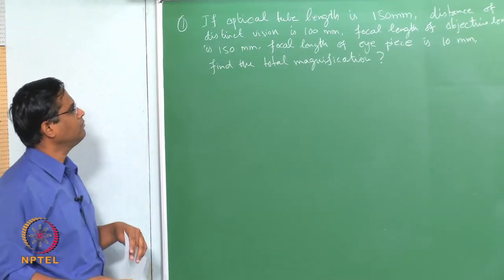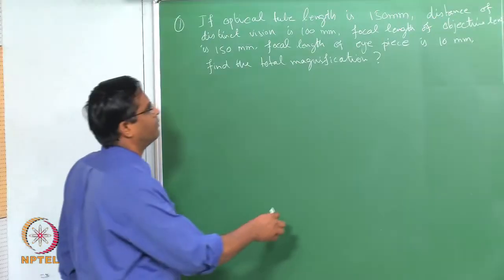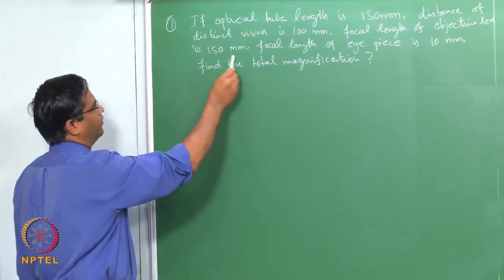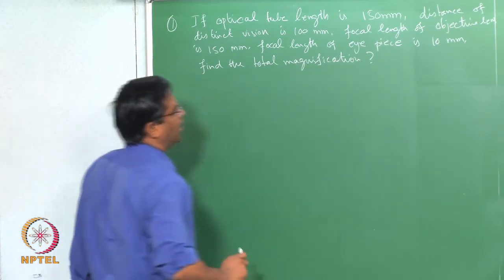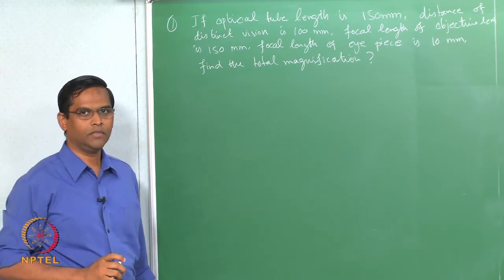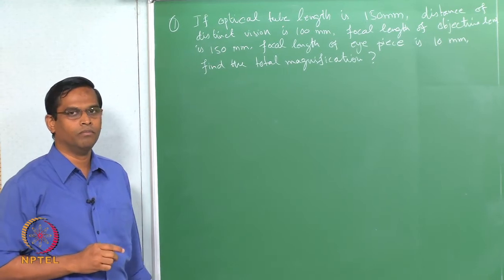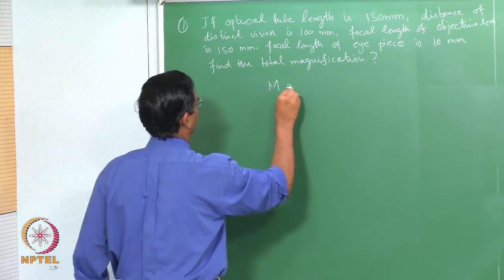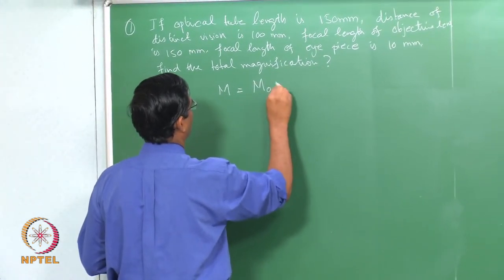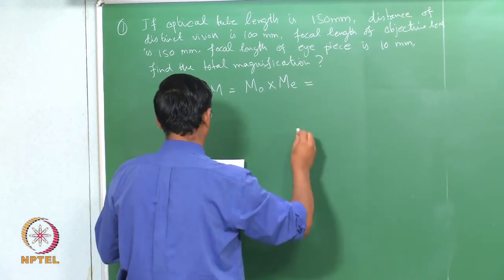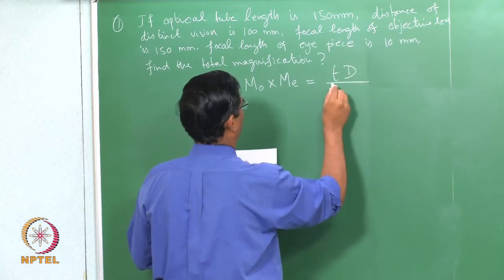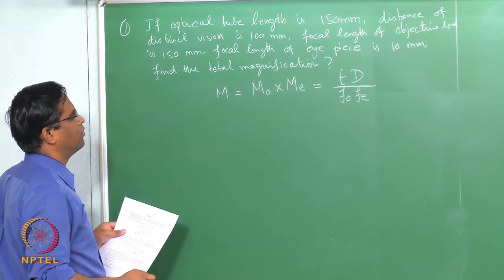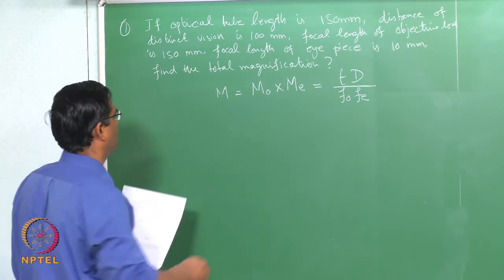What I have written is, if optical tube length is 150 mm and distance of distinct vision is 100 mm, focal length of objective lens is 150 mm and focal length of eyepiece is 10 mm, find the total magnification. It is a very straightforward problem. You have a ready-made formula for this. What is that formula? Total magnification M is equal to magnification of objective times magnification of eyepiece, if you recall, and it is related like this. You can refer back to your lecture notes and slides, and then this is what it is.